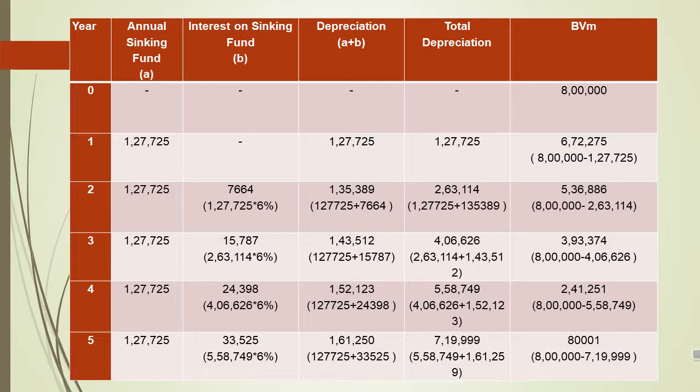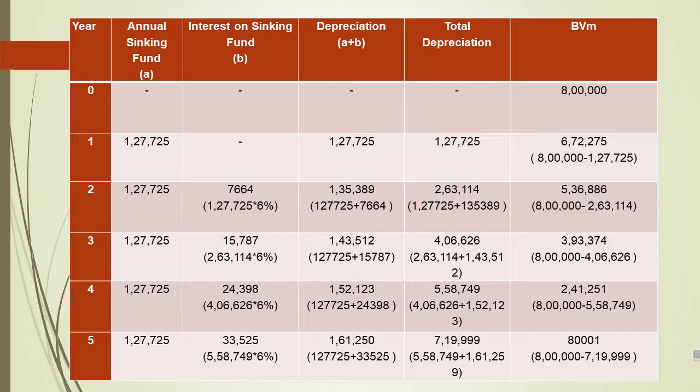Now total depreciation, how will I calculate? I will add A plus B to the previous total depreciation. So A plus B is 1,52,123. I'll add it with 4,06,626. The answer will be 5,58,749. Now BVM for the fourth year will be 8 lakh minus total depreciation, that is 8 lakh minus 5,58,749.